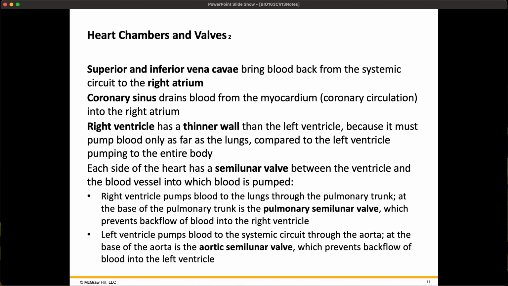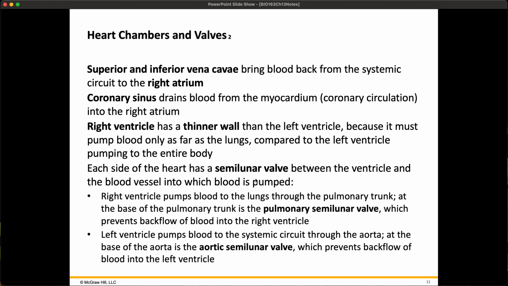A sinus could be a hole or a passage, and so in this case, it's representing both the vessel and the opening in the heart wall. Because if you think of the superior and inferior vena cava, they also come through holes technically, but they're connected to these large vessels. This is also connected to a vessel, but the coronary sinus is the name of the vessel and the hole. The right ventricle has a little thinner wall than the left ventricle because it's only pumping to the lungs versus the entire body.